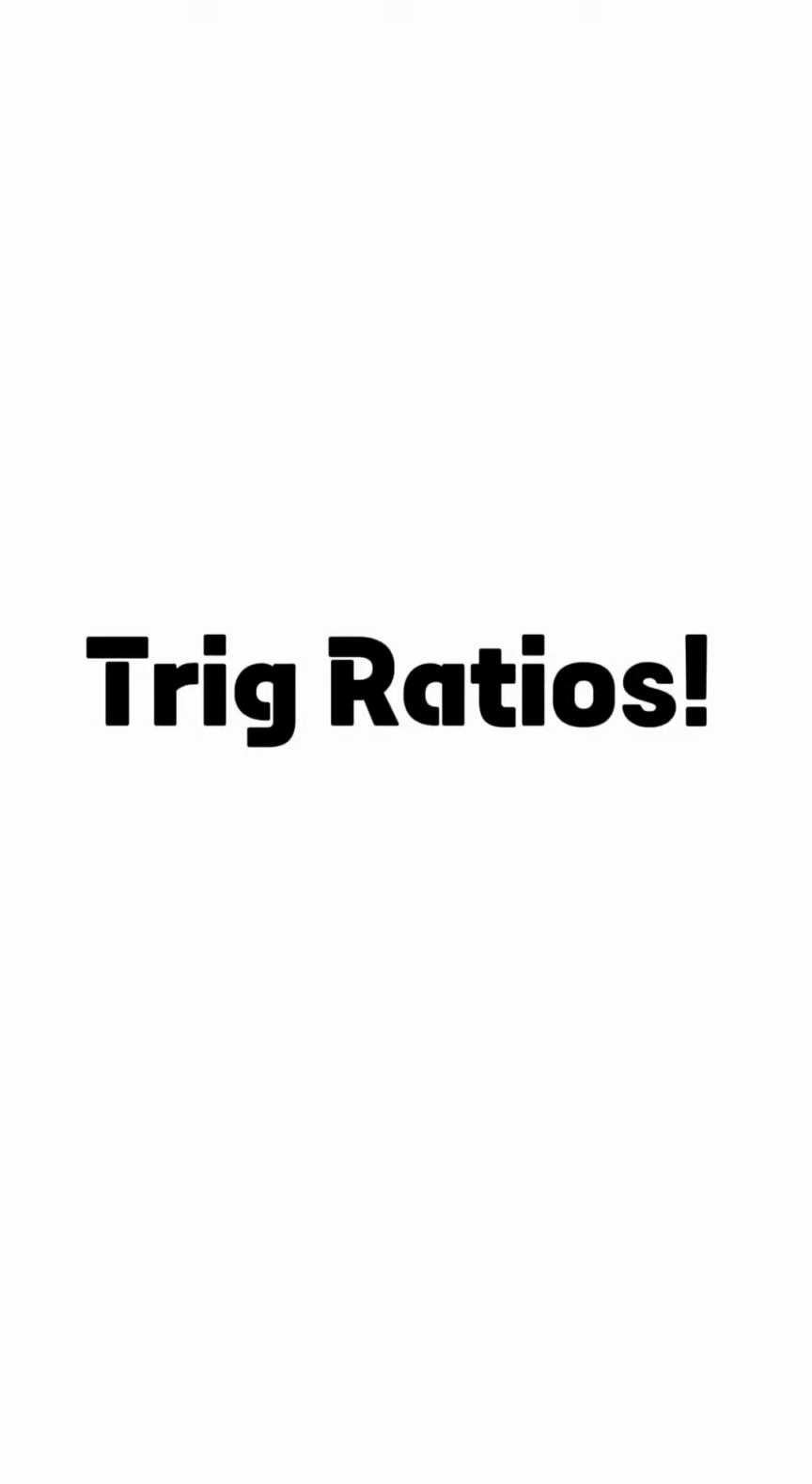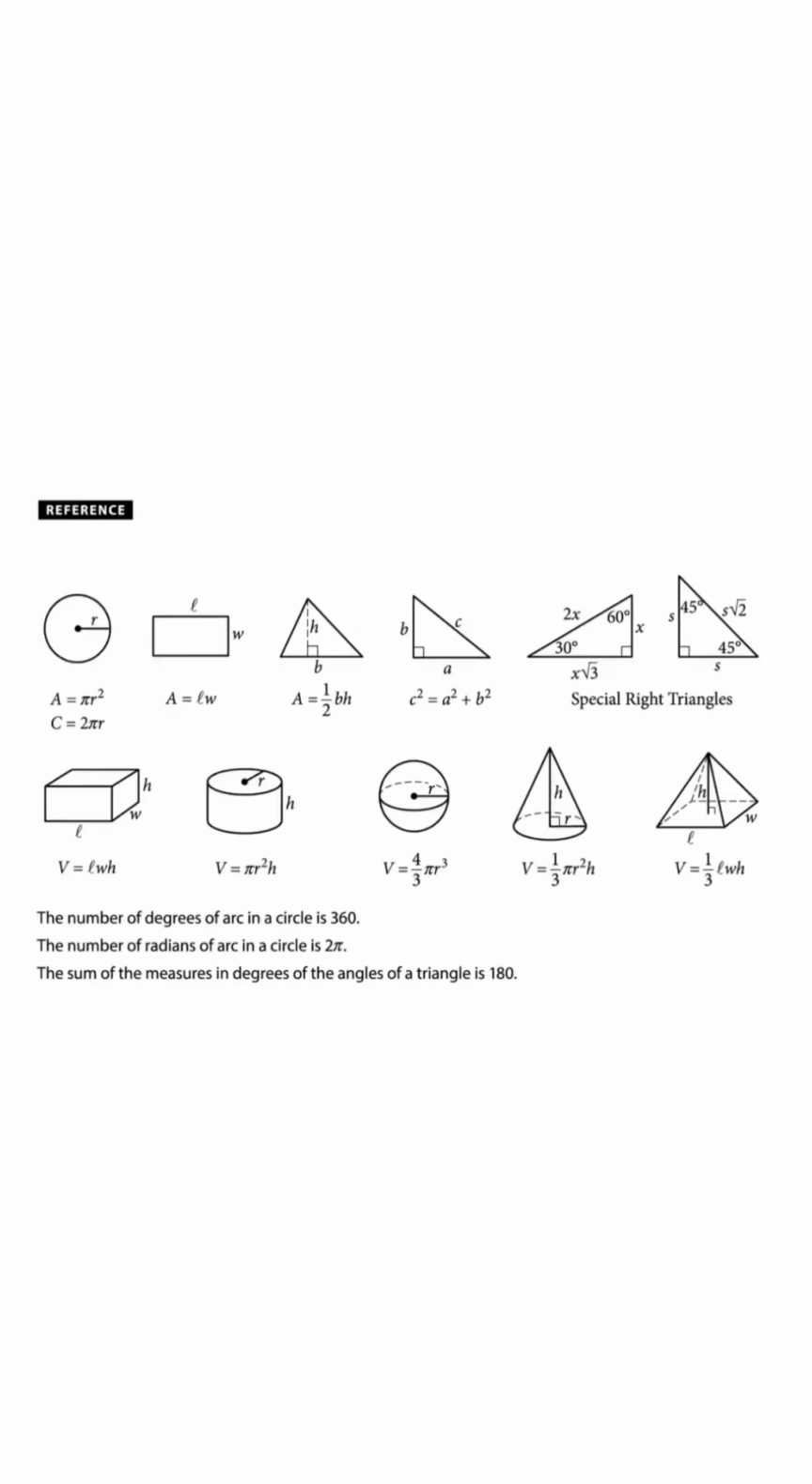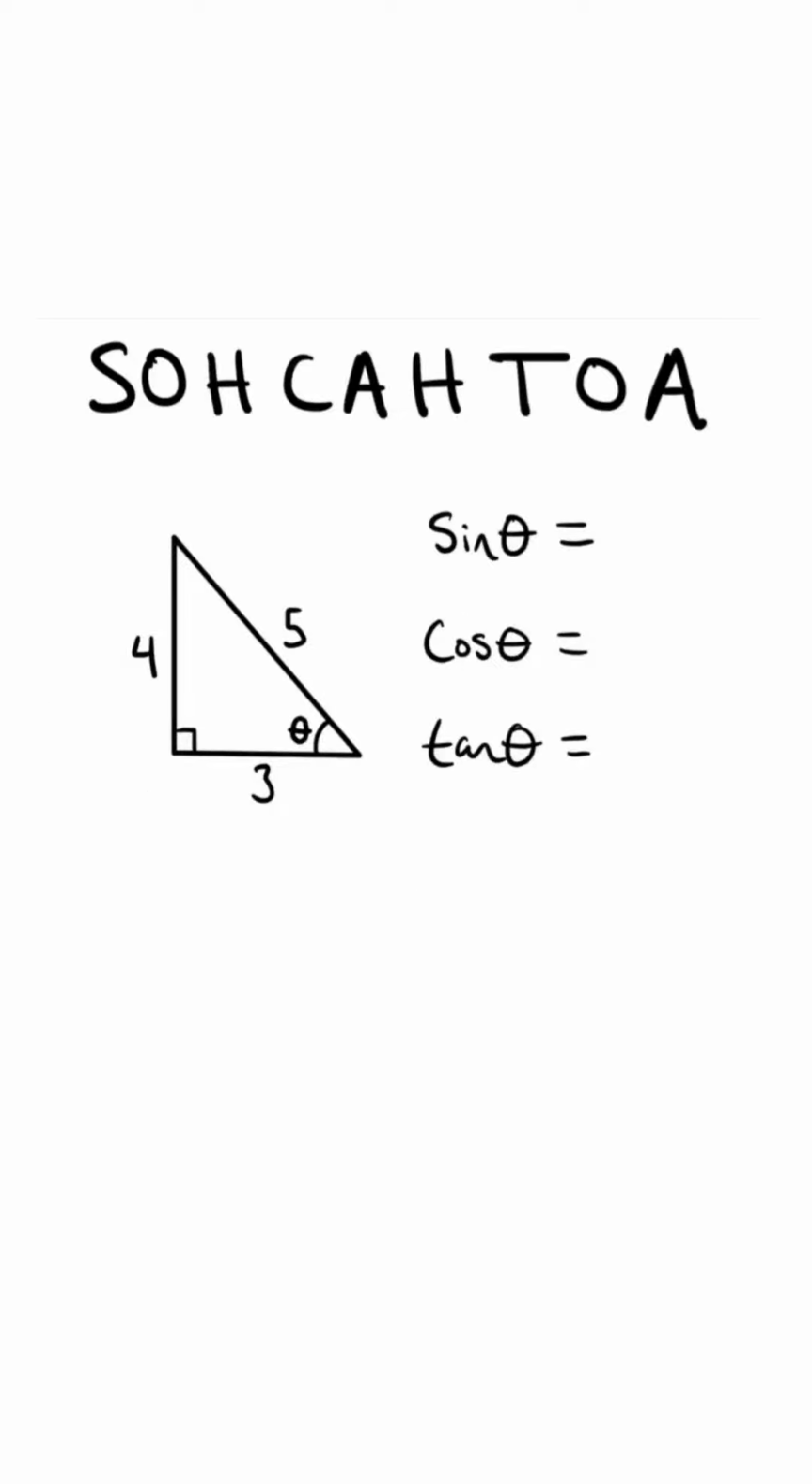Trig ratios show up a lot on the SAT math, and they aren't given on your reference sheet, so you have to know them. The acronym commonly used to remember them is SOHCAHTOA. SO reminds us that the sine of an interior angle of a right triangle equals the opposite side length divided by the length of the hypotenuse.